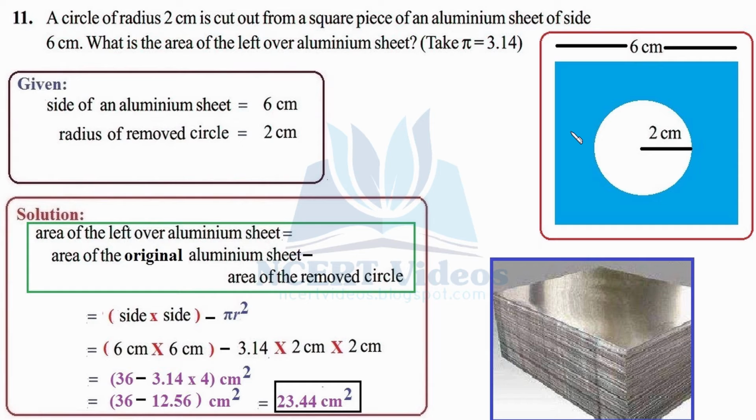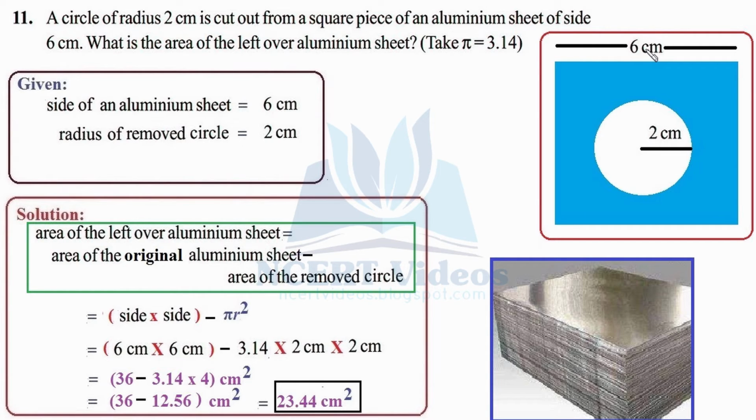Now what we did, we removed a circle from the center of this square piece of aluminum sheet, and the radius of the circle is 2 centimeters. Now we have to find the leftover area that is left after removing this circle. So the given part is the side of the aluminum sheet is 6 centimeter and the radius of the removed circle is 2 centimeter. Now the solution: area of the left aluminum sheet will be equal to the original area before cutting of this square aluminum sheet minus the area of the circular sheet removed.